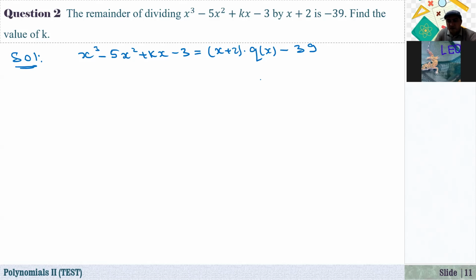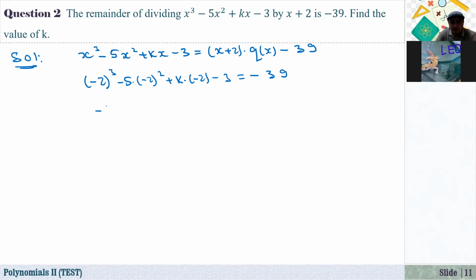So now if you substitute negative 2 for x, this q will disappear because that's unknown. I don't want to keep this in my equation. So now let's substitute negative 2 for x: negative 2 cubed minus 5 times negative 2 squared plus k times negative 2 minus 3. On the right-hand side, negative 2 plus 2 is 0. So here we have negative 39.